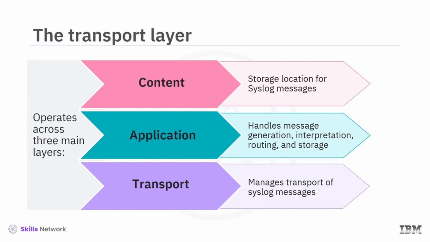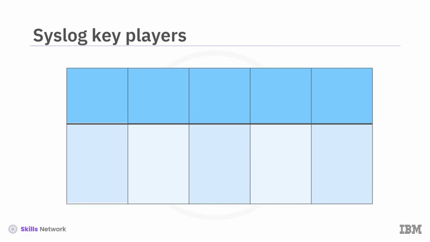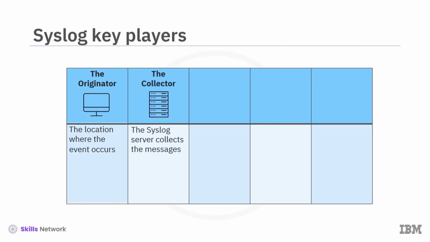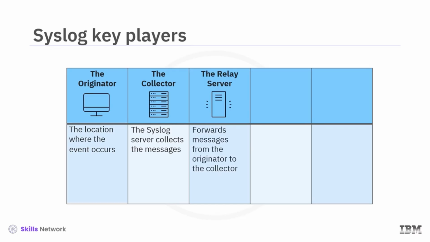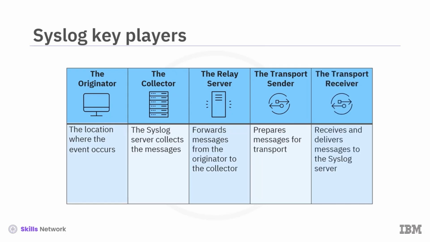Now that you know about the layers, learn about the players. Syslog has 5 key players. The originator is where the event occurs, like your local machine. The collector is the syslog server collecting the messages. The relay server forwards messages from the originator to the collector. The transport sender prepares messages for transport. And the transport receiver receives and delivers messages to the syslog server.